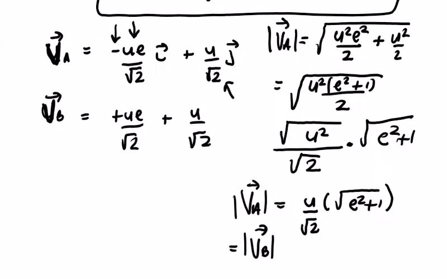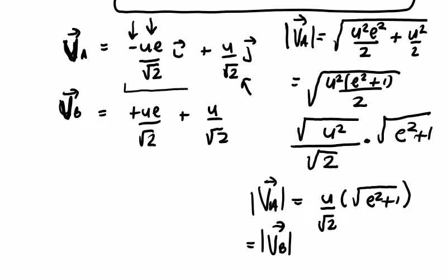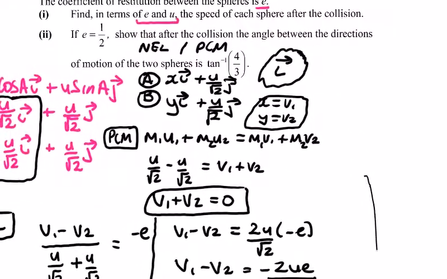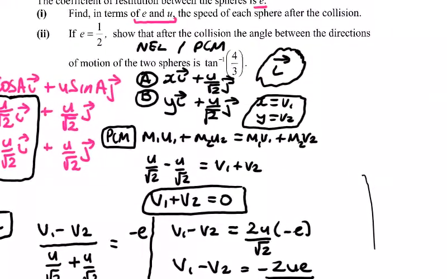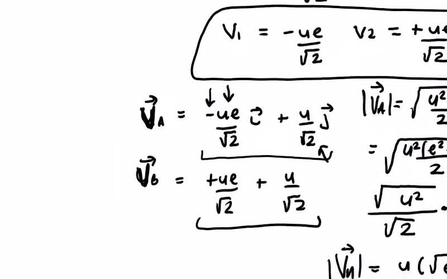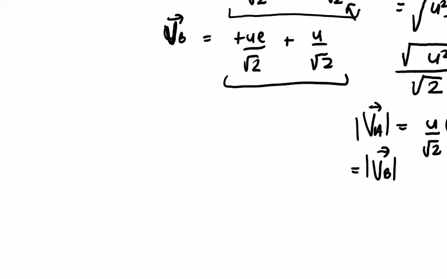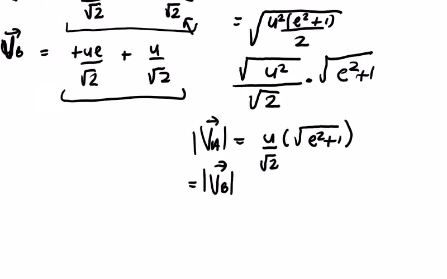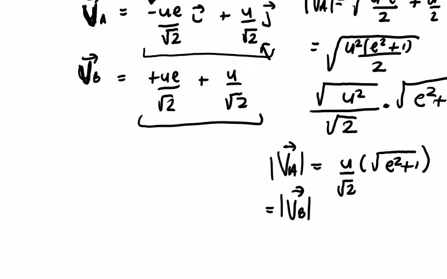Now, what is going on here? We have A going in this direction, B is here. What are we asked in the second part? The angle between them. If e is a half, show the angle of collision is equal to something. So e is equal to a half. Let's just see what we have here. e is a half. So just bring these down. Do my diagram.